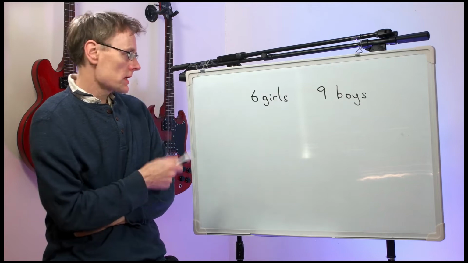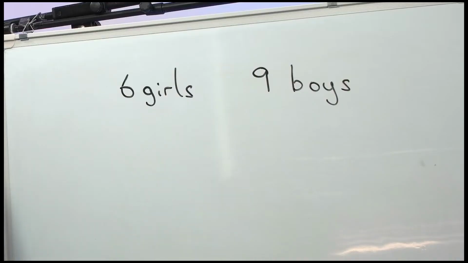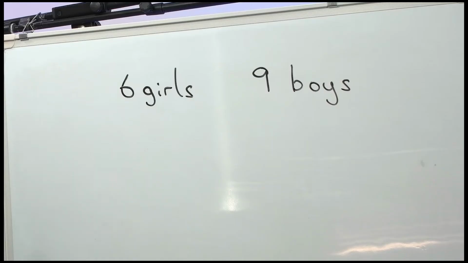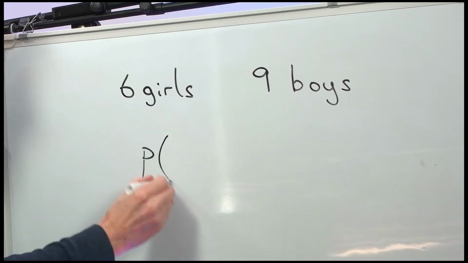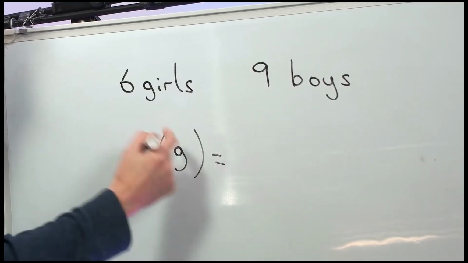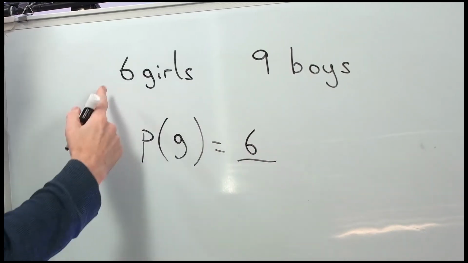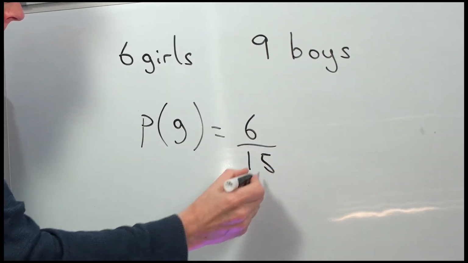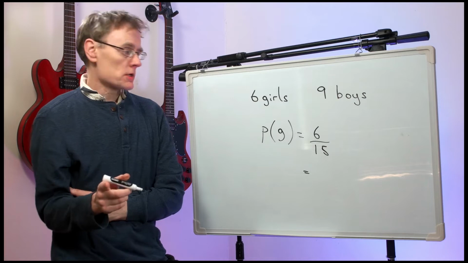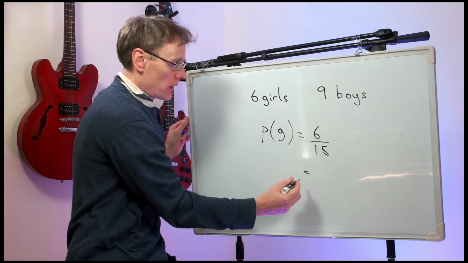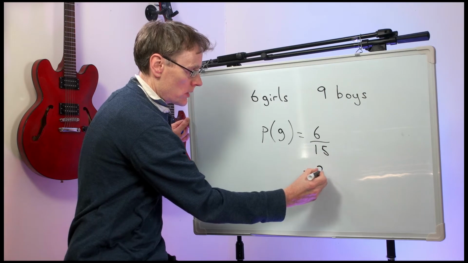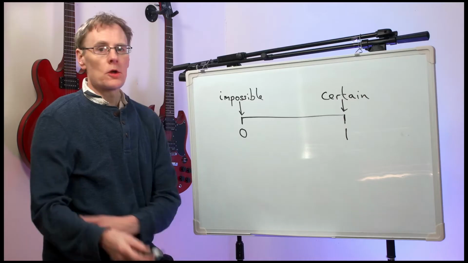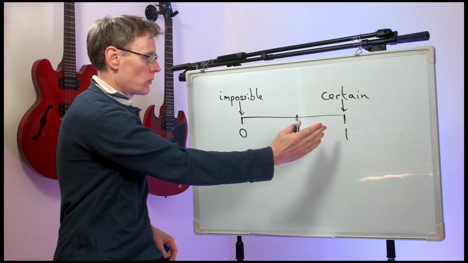Let's say in a class you have 6 girls and 9 boys. What's the probability if you chose one of those children at random, you would choose a girl? Well, the probability of choosing a girl would be 6 out of, well, how many children are there altogether? 6 out of 15. That's a fraction. But we must reduce it to its lowest terms. We can divide the top and the bottom by 3. 3 into 6 goes twice. 3 into 15 goes 5 times. So probability exists between 0 and 1.